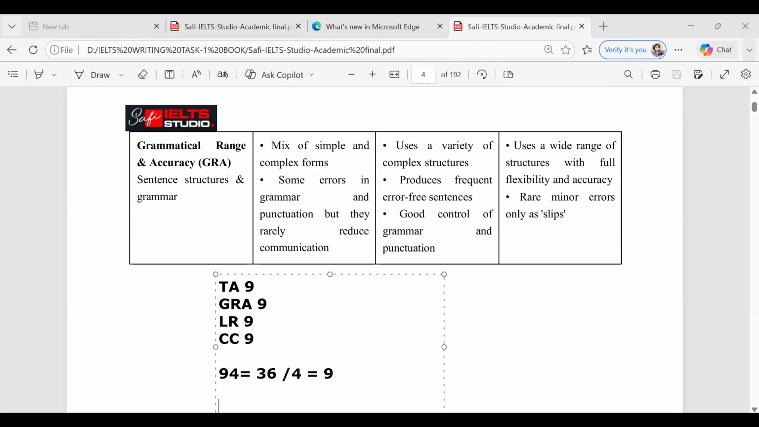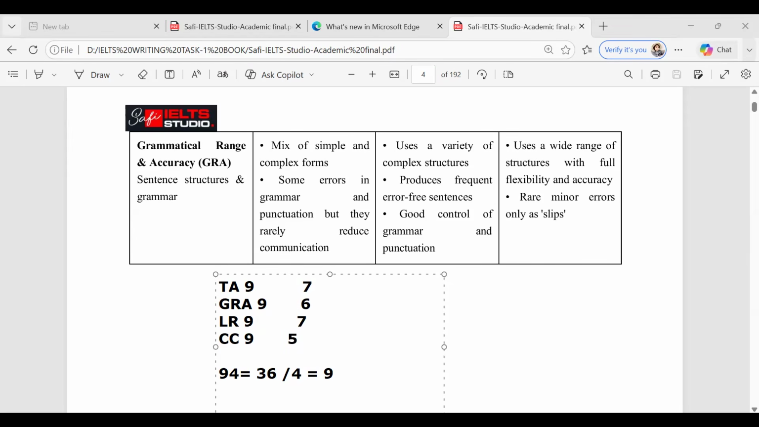So what we want to do here depends on you. You need to improve all four areas because the examiner will check each section, each part, separately. For example, task achievement, and what if you score 7 here? And then if it comes to GRA you score 6, and for LR, lexical resource, you score 7. And if you score here 5.